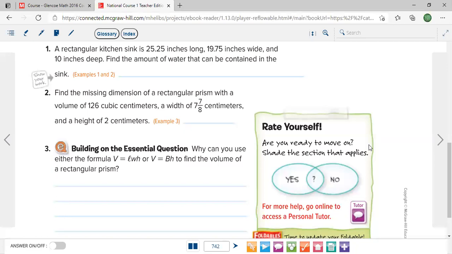In the guided practice, a rectangular kitchen sink is 25.25 inches long, 19.75 inches wide, and 10 inches deep. Find the amount of water that can be contained in the sink. Of course, the amount of water that can be contained in the sink is the volume. So you are going to say V equals length times width times height.